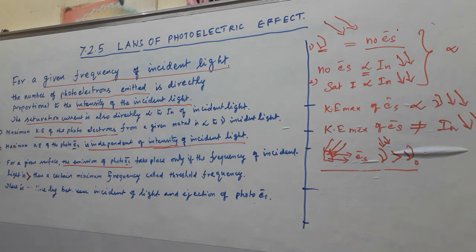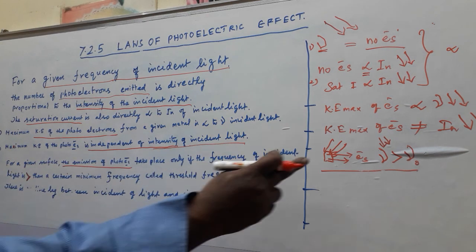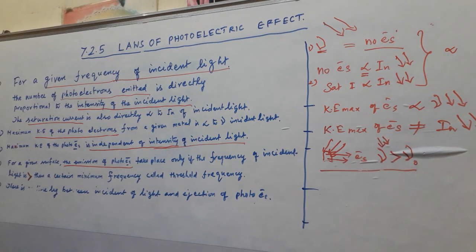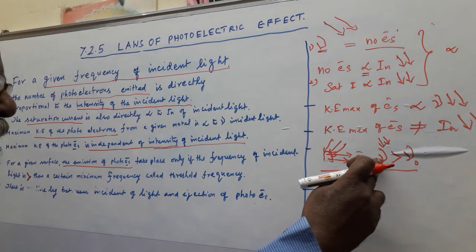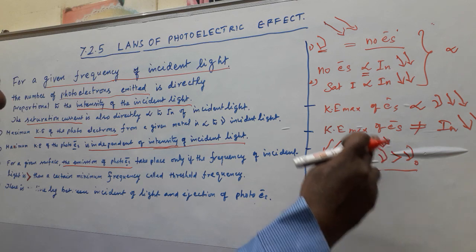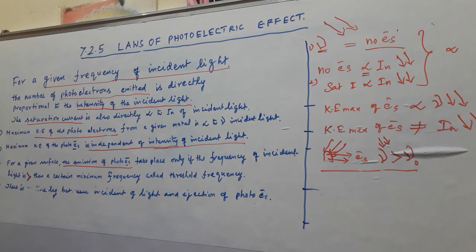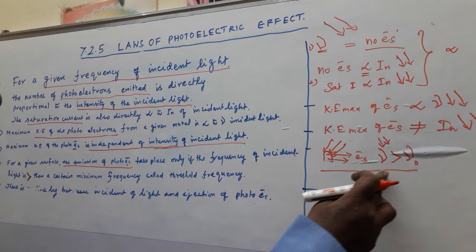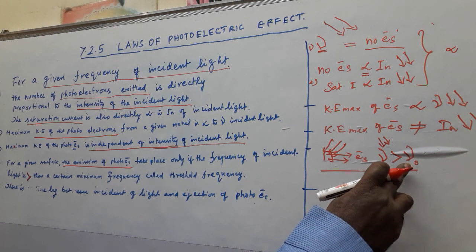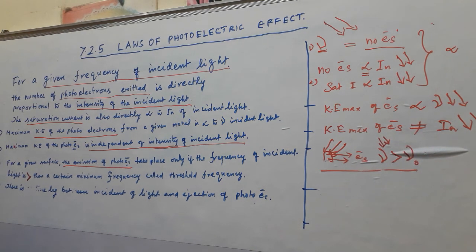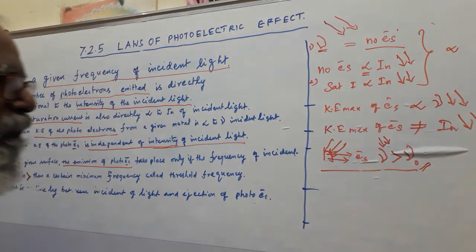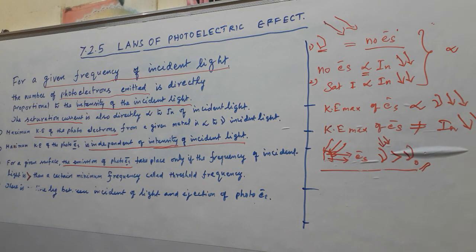Once again, repeating the fourth law: for a given surface, the emission of photoelectrons takes place if the frequency of incident light is greater than the minimum frequency called threshold frequency. That's all. This minimum frequency is called threshold frequency. This is a very important concept.